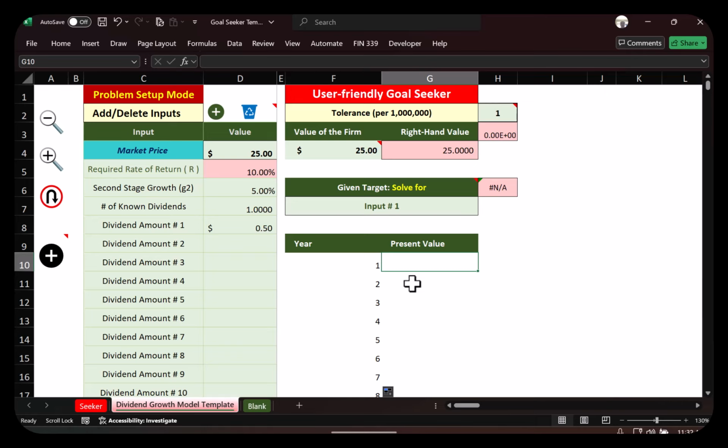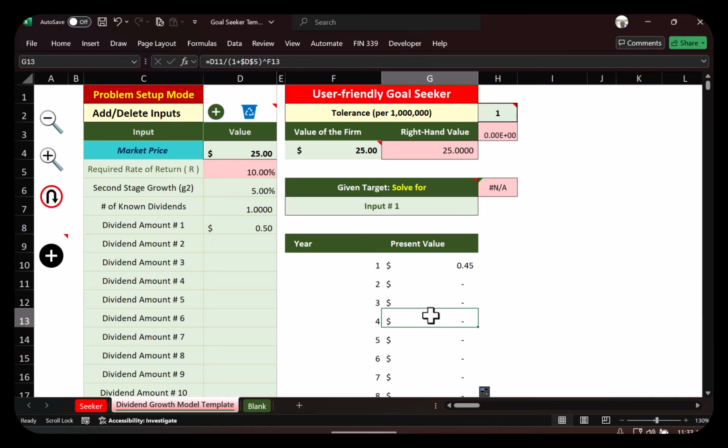Present values of those? Well, I need to get the dividend amount. That's where the year one dividend amount lives, okay? And I'm going to divide that by 1 plus the required rate of return. Make sure that's a fixed reference. And I'm going to raise that to the power year. I did those years on purpose so that I could do that and calculate it for all of them.